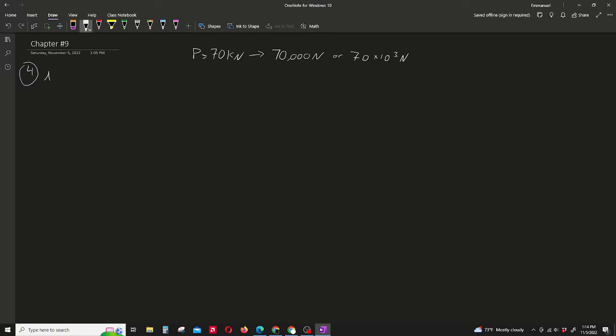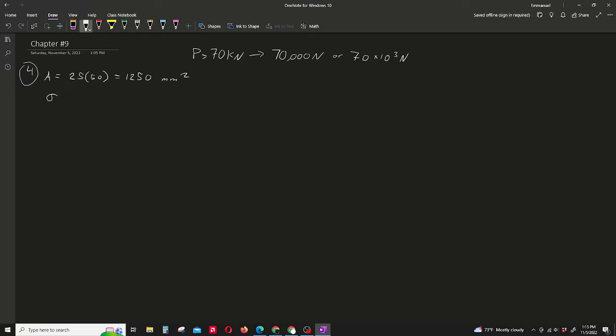So first one's going to be the area of our steel member. I believe it said it's a bar, so that bar is going to be square in shape. So the cross-sectional area is going to be just 25 times 50, and we get 1250 millimeters squared.